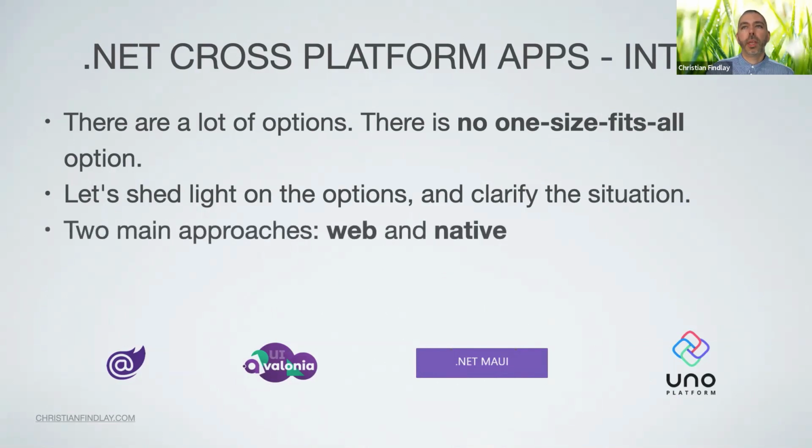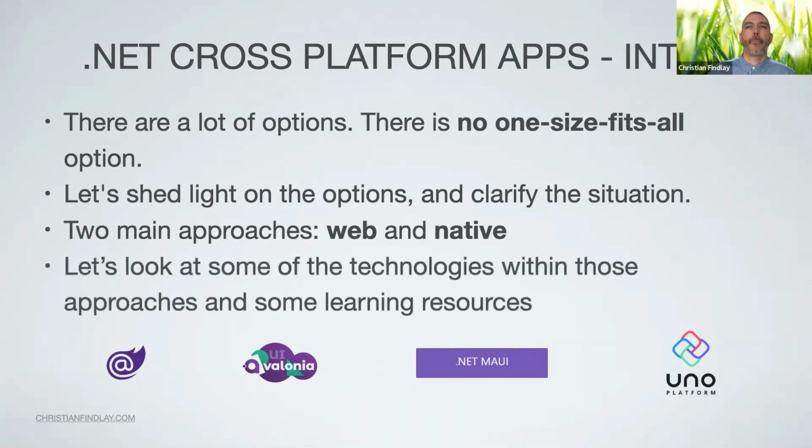Okay, so they're divided into two types of technologies: native apps and web apps. Blazor being web. And let's take a look at some of the approaches, and I'll also provide some learning resources for the different technologies that are out there.